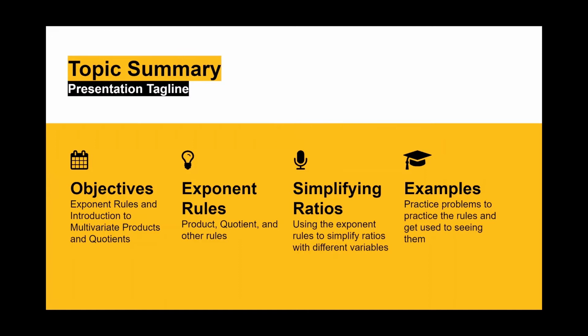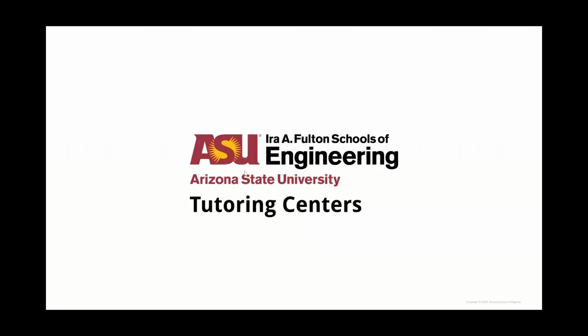So in summary, we went over the objectives, which includes the exponent rules and an introduction to multivariable products and quotients. And then you have exponent rules, which include the product, quotient, and other additional rules. And then you have simplifying ratios, which use the exponent rules to simplify ratios of different variables. And then we did some examples that included practice problems to practice the rules and get used to seeing them. And that concludes the presentation.